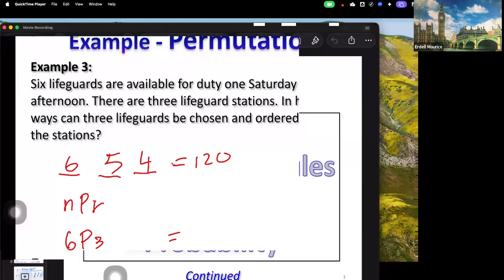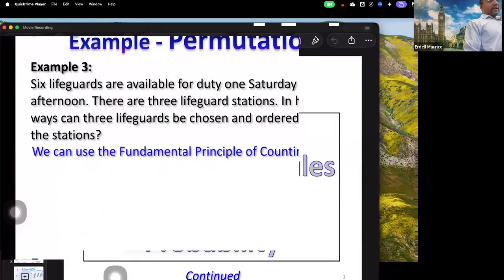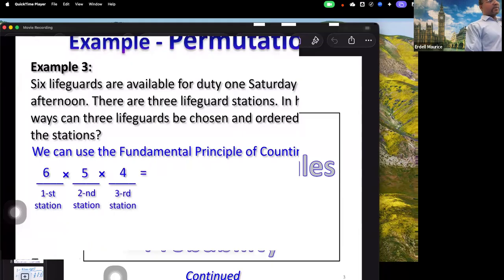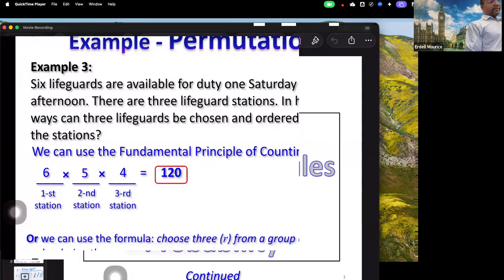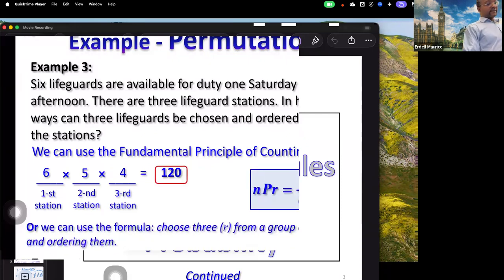Questions there? We got it? We got the right answer? We got a different answer? We got the same answer? Yeah? Alright, cool. Yeah, so FCP 6, 5, 4. And then nPr, 6P3. And that's going to be the same answer, 120. Questions there? All right, cool.